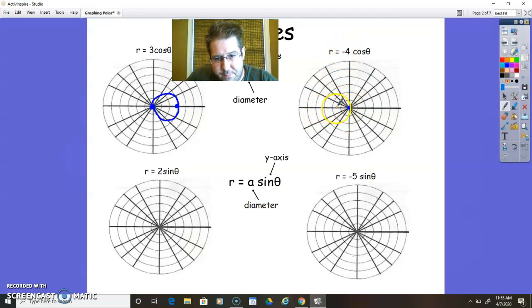1, 2, 3, 4. And there's my circle. And this one is going to go along the y-axis, so starting at the center pole, +2, so that's a pretty small circle right there. And this one's -5, 1, 2, 3, 4, 5, which would be this circle right there.